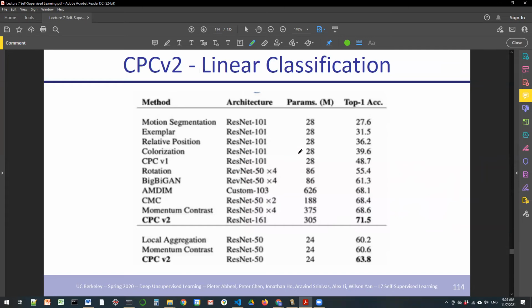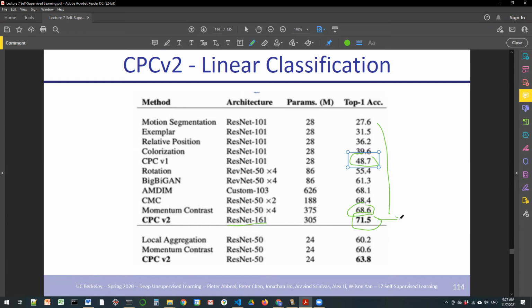And we kind of begin to see how it does. Remember, CPCV1 was 48.7%. That's the number here. And here are some of the other comparisons. And what we find, and also we begin to see the paper we'll discuss in a little bit, the momentum contrast paper, which is about 68.6. They achieve 71.5 with CPCV2 with a ResNet 161 model.